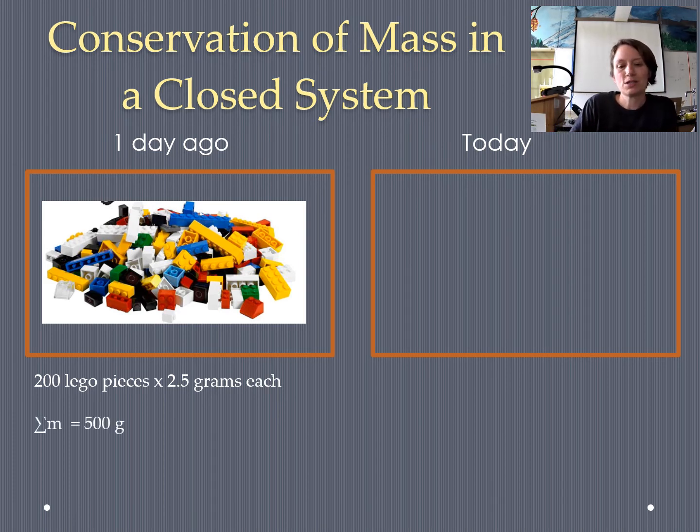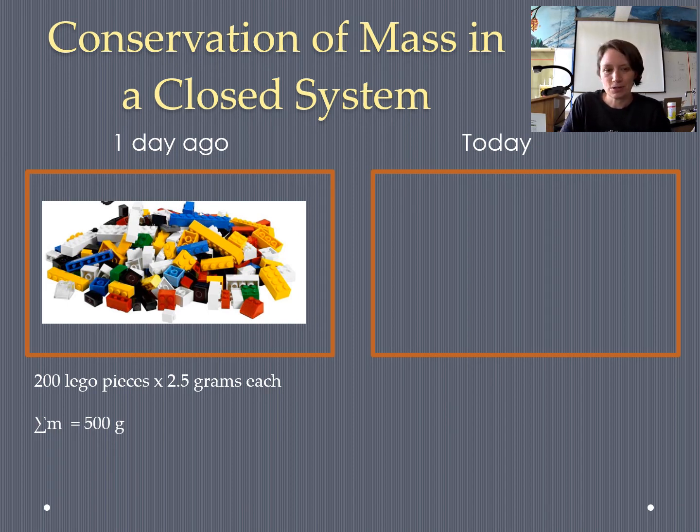Because we're dealing with a closed system, it's really helpful to figure out what is the sigma mass for the system. What is the total amount of Legos, mass-wise, that we're going to have in this system? If you multiply 200 Legos by 2.5 grams apiece, you get a total mass of 500 grams of Legos in that system.